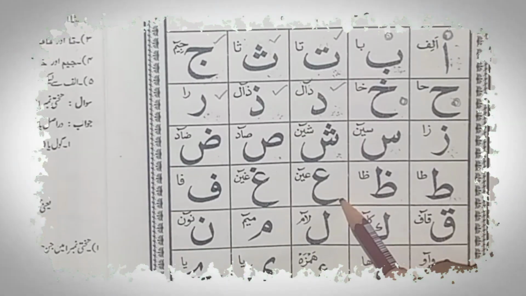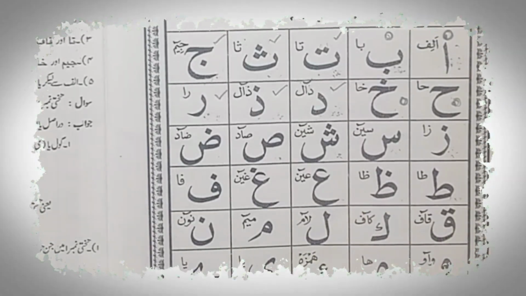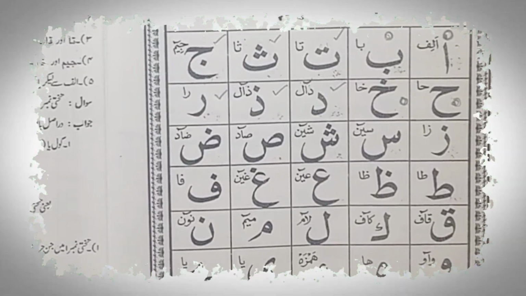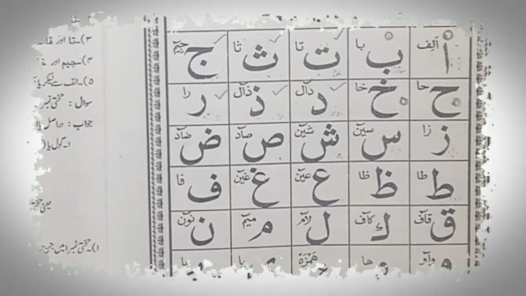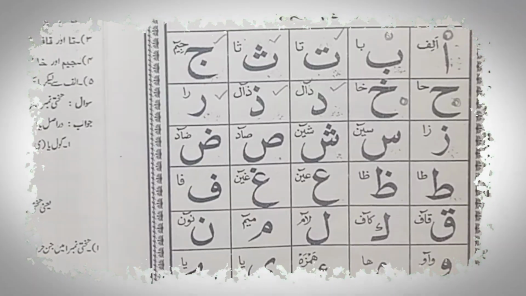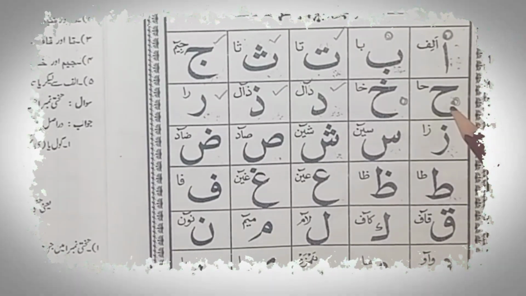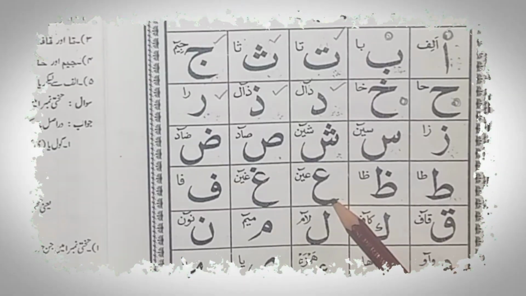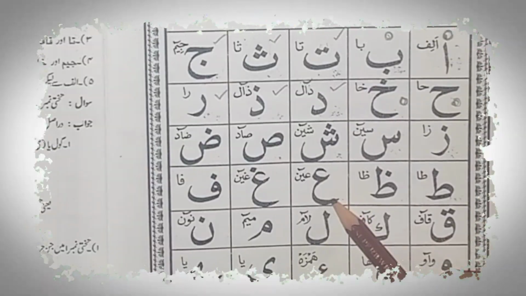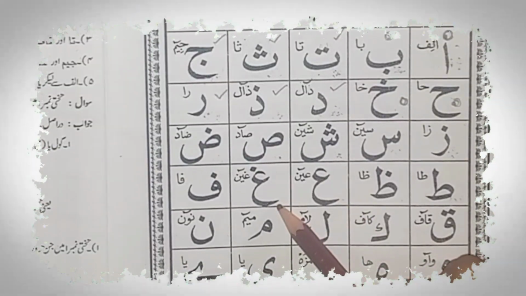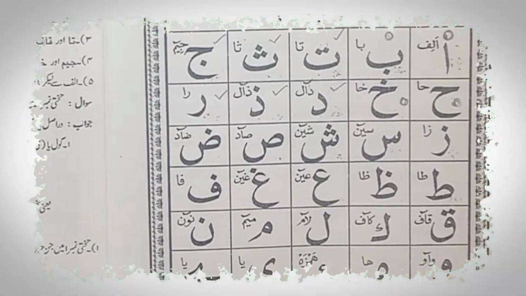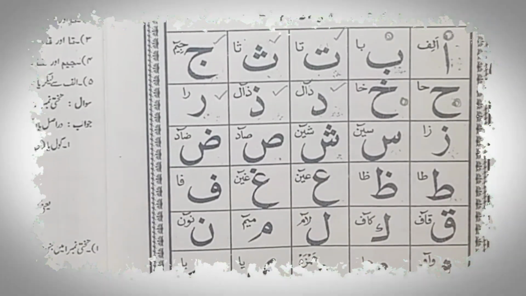Then Ain. Ain is too easy, but carefully. Ain is pronounced from the middle of the throat, same like ha, ha, and Ain. Ain. Then Ghain. Ghain is pronounced from the upper throat with a heavy sound, which is near to the mouth.